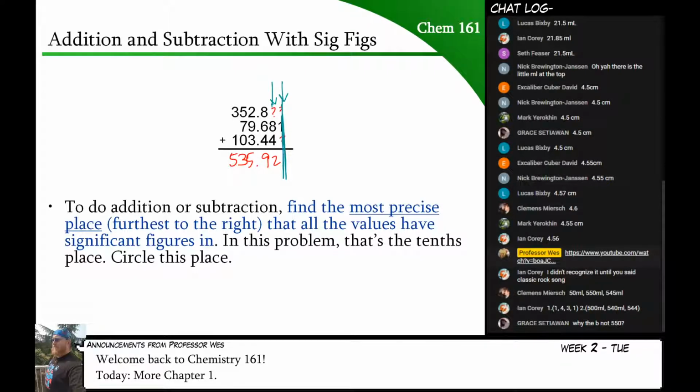Do I get to keep this number? 8 plus 4 plus blank. No, I don't know what blank is, so I don't know what that number must be. But over here, 8 plus 6 plus 4, that totally adds up. And that could be an 8 or a 9 if something carried over from the previous column. So there's my answer, 535.9. We're going to round to that position because that's the first spot coming from the right that all values have a sig fig in.